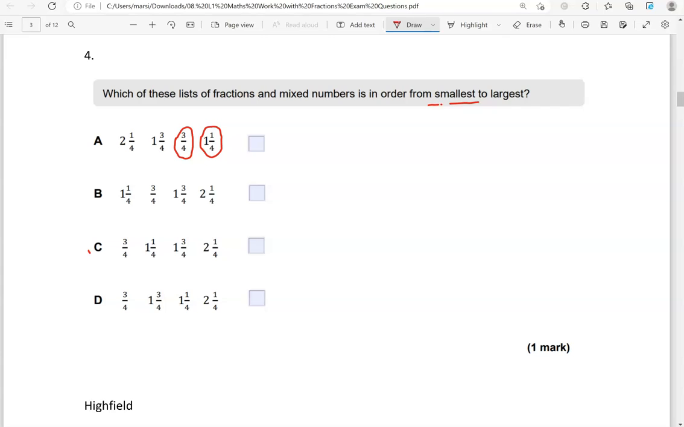So option C and D have that as the first. Now looking at the second number, should it be 1 1/4 or should it be 1 3/4? So 1 1/4 is definitely smaller than 1 3/4. So 1 3/4 should come after that, and then finally 2 1/4.